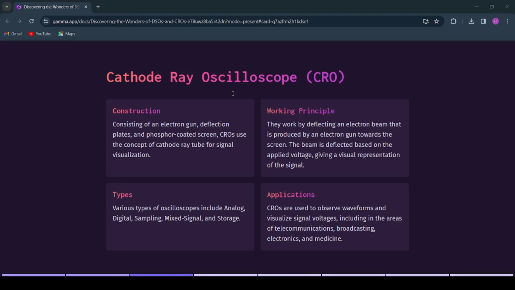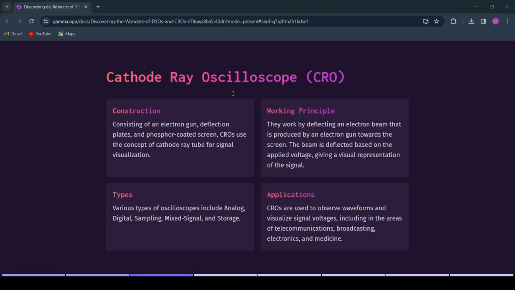Now we'll discuss the working of the CRO. When an electron is injected through the electron gun, it passes through the control grid. The control grid controls the intensity of the electrons in the vacuum tube. If the control grid has a high negative potential, then it allows only a few electrons to pass through it. Thus a dim spot is produced on the fluorescent screen. If the negative potential on the control grid is low, then a bright spot is produced. Hence, the intensity of light depends upon the negative potential of the control grid.